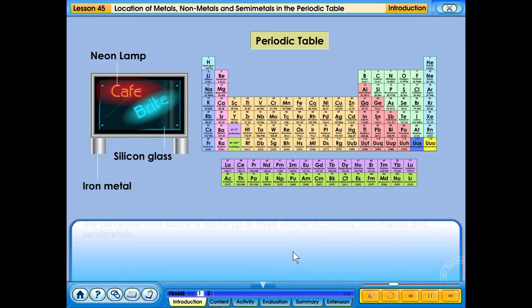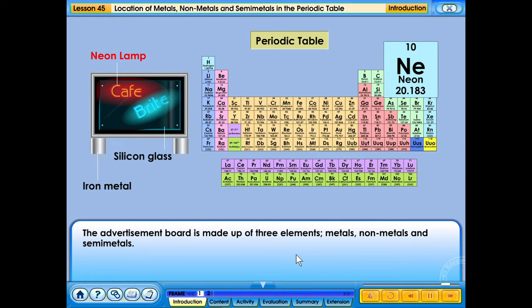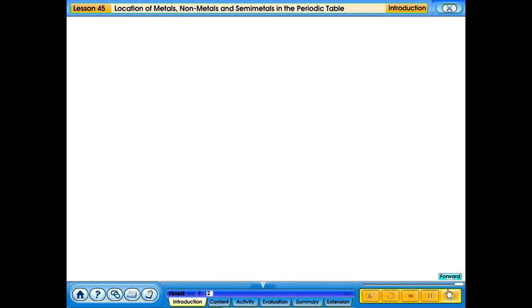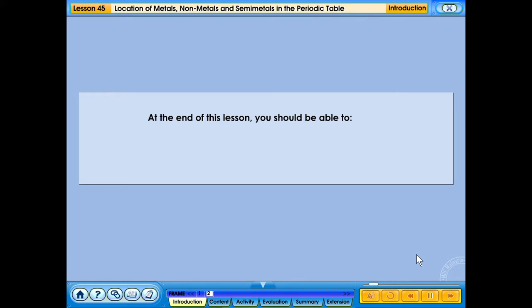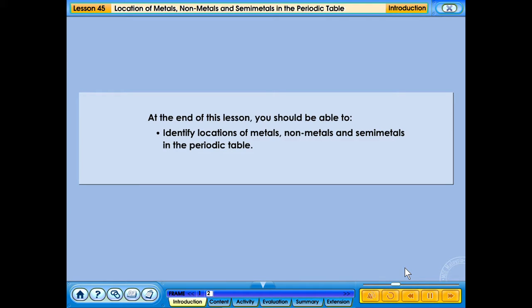The advertisement board is made up of 3 elements: metals, non-metals, and semi-metals. At the end of this lesson, you should be able to identify the location of metals, non-metals, and semi-metals in the periodic table. State the importance of the periodic table.